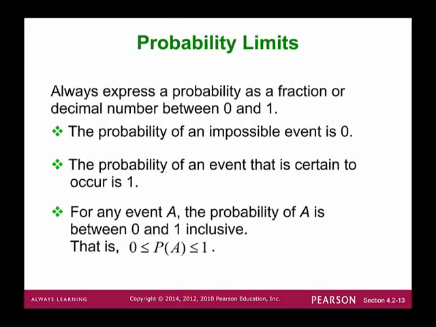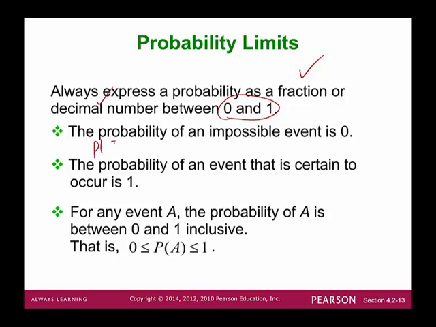Now let's take a look at probability limit. So probability is a value, typically between 0 and 1. You can express it as a fraction or decimal number. The probability of an impossible event is 0. So let me give you examples.